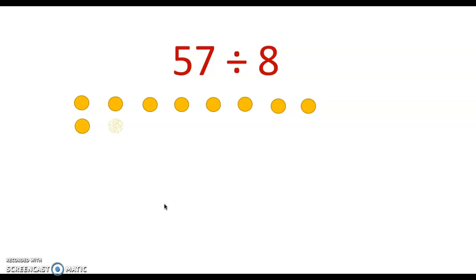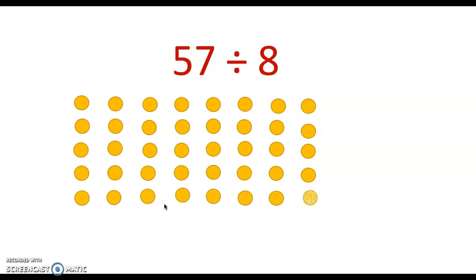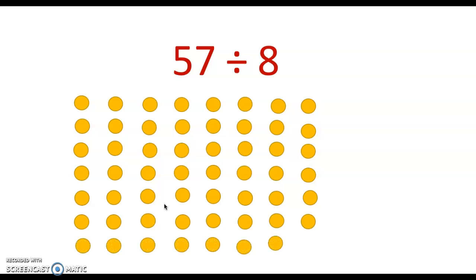So 8, 9, 10, 11, 12, 13, 14, 15, 16, 17, 18, 19, 20, 21, 22, 23, 24, 25, 26, 27, 28, 29, 30, 31, 32, 33, 34, 35, 36, 37, 38, 39, 40, 41, 42, 43, 44, 45, 46, 47, 48, 49, 50, 51, 52, 53, 54, 55, 56, 57.